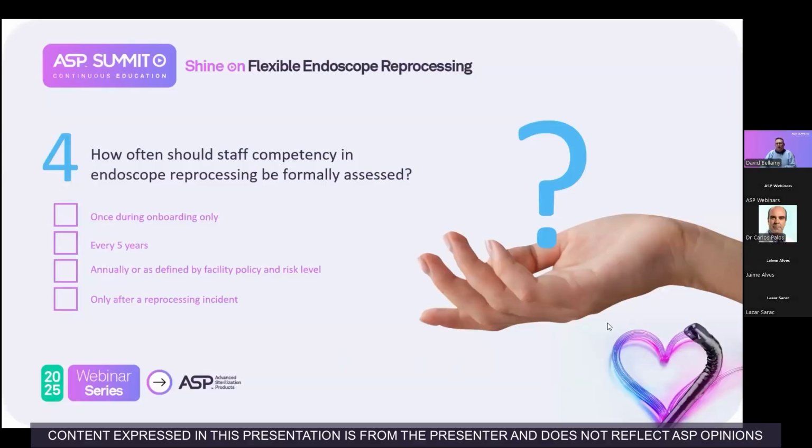That's okay. Thank you. All right. So I'll end the poll as I've been wound up by Dr. Panos. Thank you. Sharing the results. So it's a no-brainer. 92% is saying annually or defined by the facility.